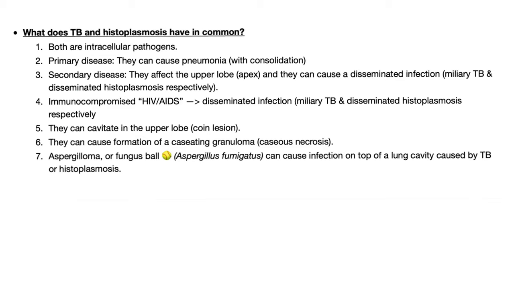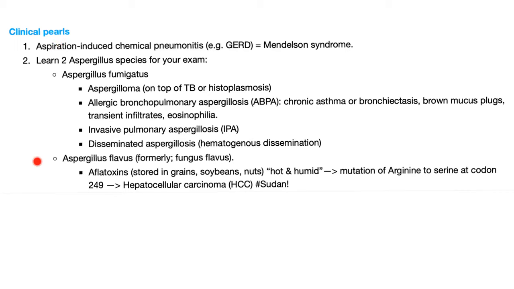You'll not find these nice notes anywhere except here. That's why you're watching. Thank you. My favorite part of the lecture, everything here is an exam question. Aspiration-induced chemical pneumonitis can happen due to GERD when you aspirate gastric material, and this is called Mendelson syndrome.